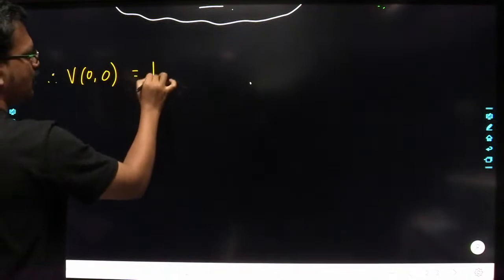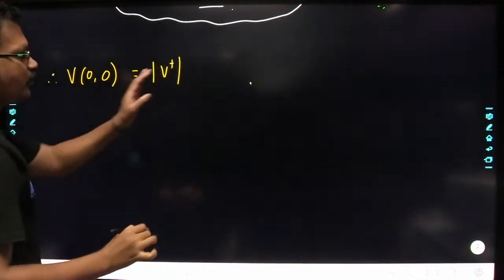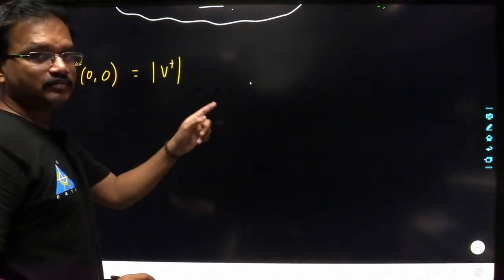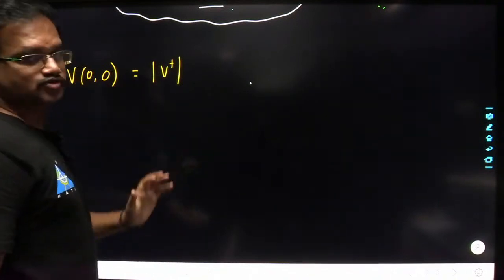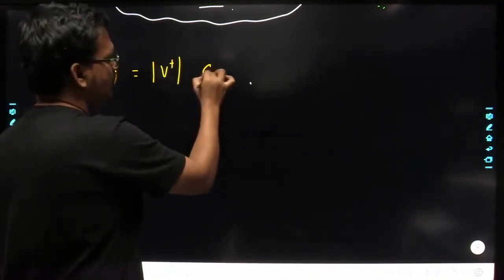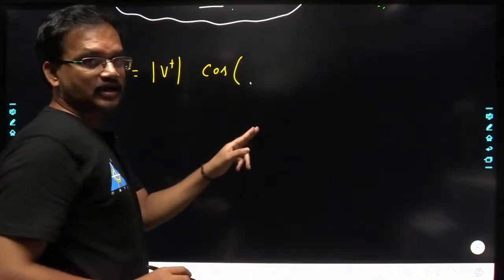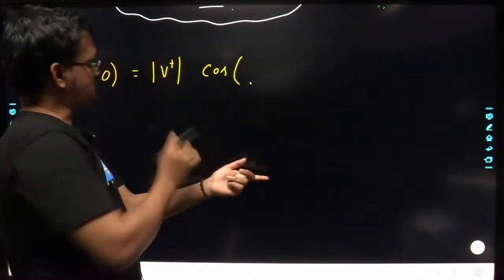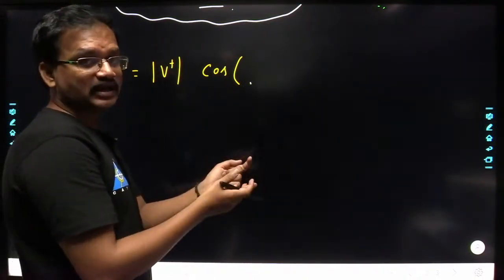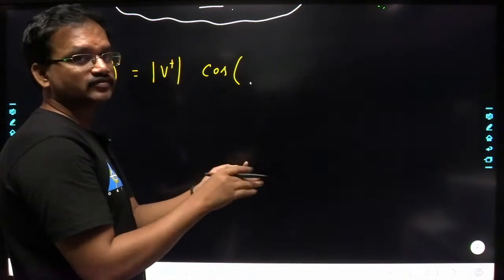Is equivalent to magnitude of V plus, e power minus alpha x will become what? Will become 1. Why? Because x equals 0. Next, what is left out here? Cos of omega t. Omega t will also become 0 because t equals 0. Minus beta x, x equals 0, so beta x will also become 0.